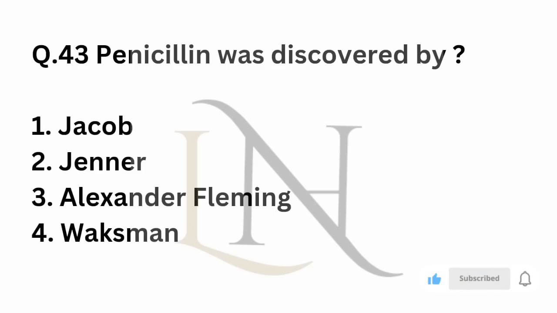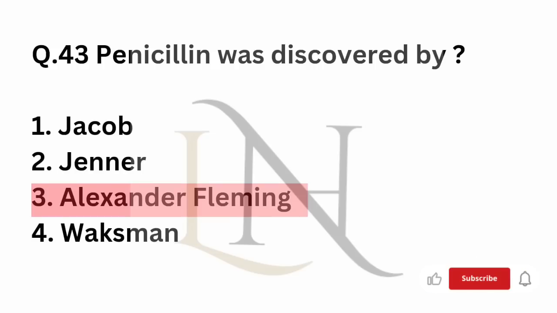Penicillin was discovered by option 1 Jacob, option 2 Jenner, option 3 Alexander Fleming, option 4 Waksman. Answer is option 3 Alexander Fleming discovered penicillin. Next MCQ.